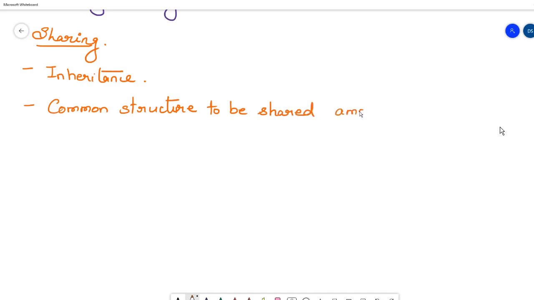Among several similar subclasses. Okay. So these were the four aims of object-oriented, and these aims are always kept in mind while we are working on the designing or the modeling section of a particular project.